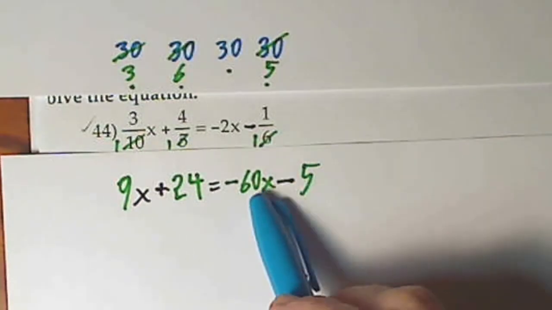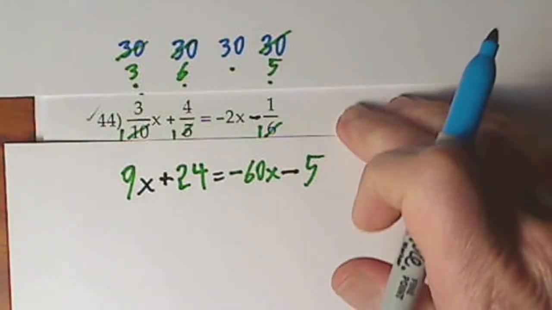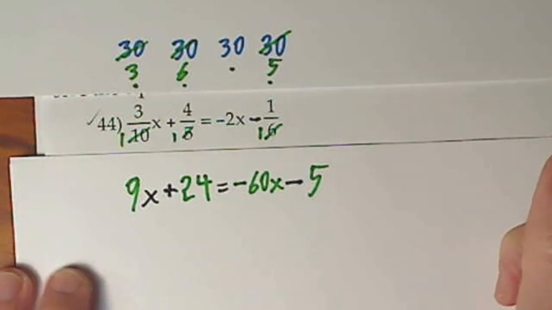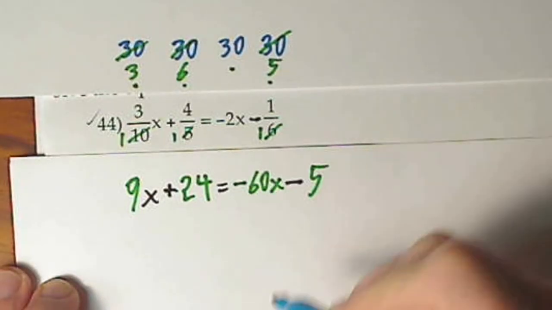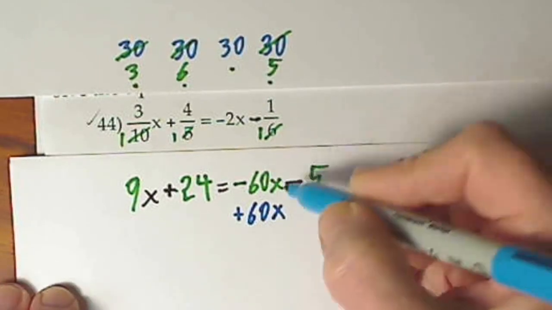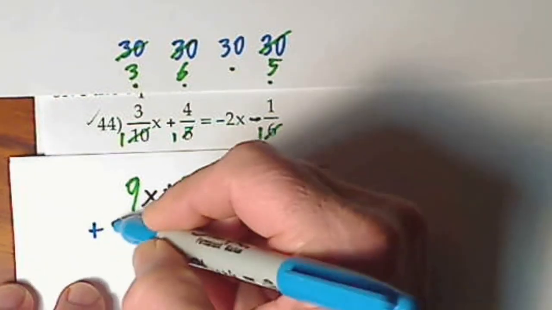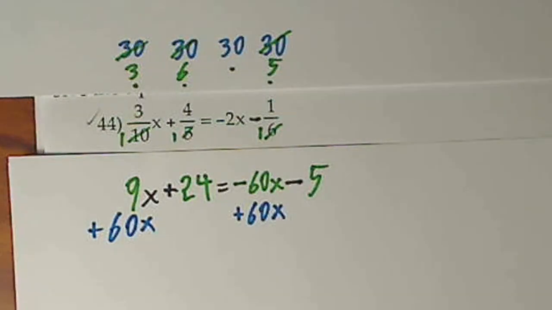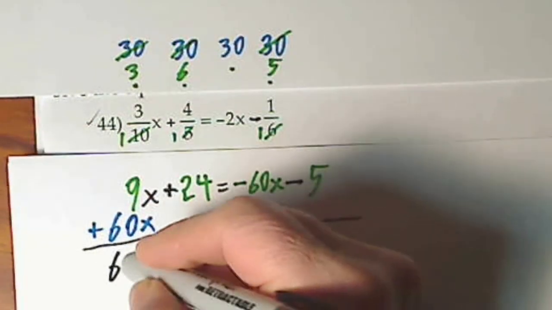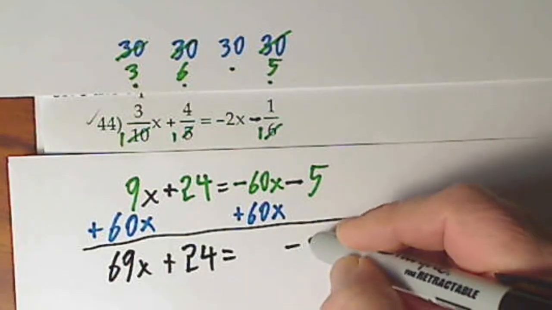My preference is going to be get rid of this negative 60x because I'm trying to avoid having negative terms. It's held there by addition or subtraction, so you use addition or subtraction to get rid of it. This is a negative 60x, so I use a positive 60x. I put positive 60x there and positive 60x here. Then I'm just going to draw a line and bring everything down. So we have 69x, positive 24, and that's a negative 5.